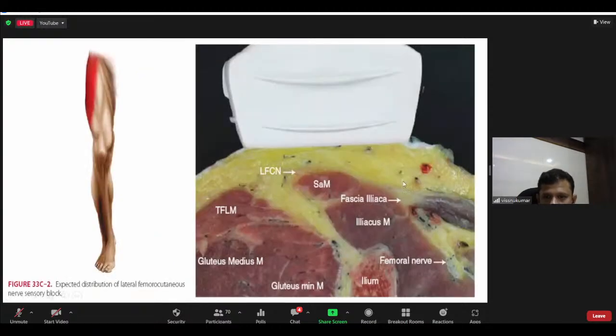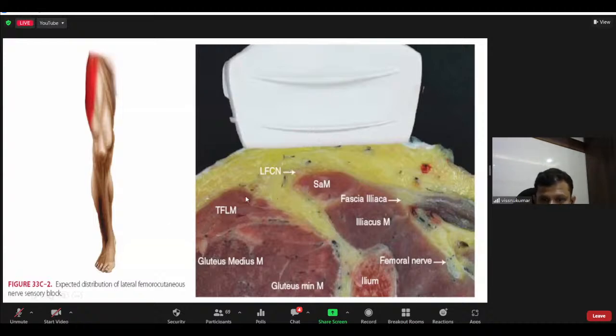So when you place a probe here, first you see the iliacus muscle, where the femoral nerve lies, and then you move laterally. Once you see a triangular shaped muscle, that is nothing but the sartorius. Second important point to remember: whenever you keep a probe, you will not know where you have placed it, but if the muscle is triangular, that is always the sartorius. And the LFCN is present above the sartorius.